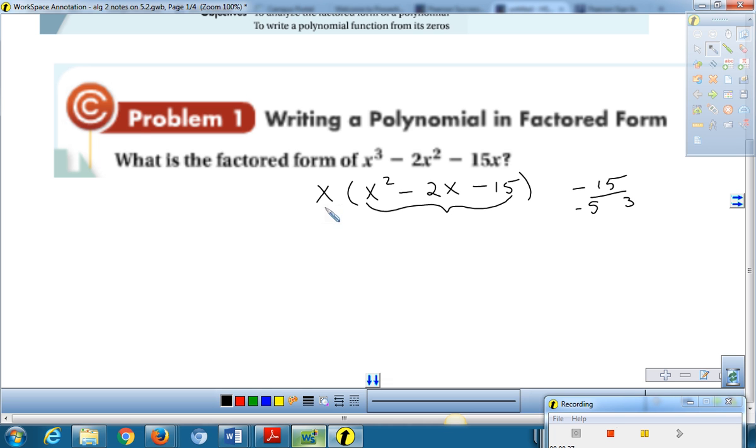Now, as we continue, just leave that x out in front. Leave that x out in front as you continue to factor. I'll put a big bracket to make it easier. The coefficient on x squared is 1, so these are my factors: x minus 5 times x plus 3. So in the end, we have x times x minus 5 times x plus 3. That's it. If you are simply asked to write the factored form, that is it.